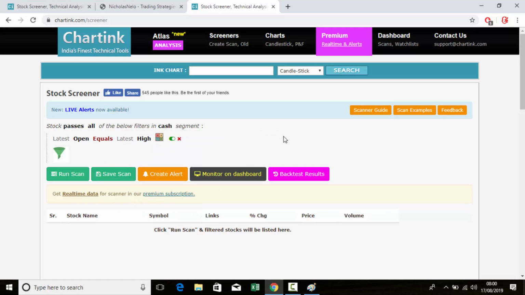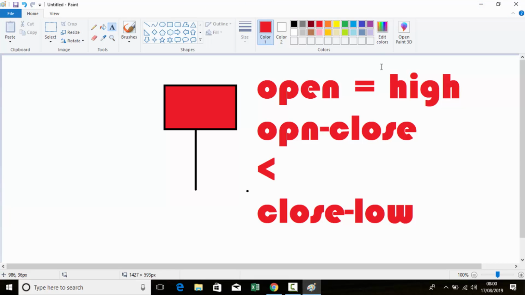Any scanner you can make like this. First you just draw the pattern like this and apply the condition here. Just note down the condition here, and the same thing you apply to that scanner. You can make any type of scanner.